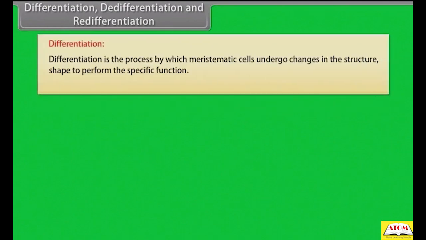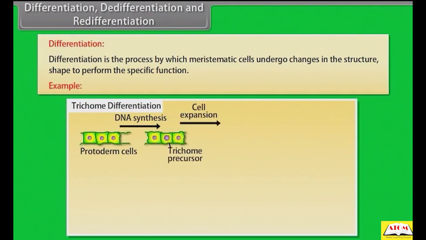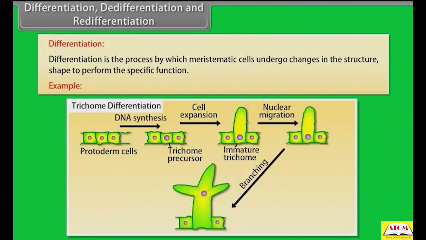Differentiation, dedifferentiation, and redifferentiation. Differentiation is the process by which meristematic cells undergo changes in structure and shape to perform specific functions. For example, after the DNA synthesis of the protoderm cells, cell expansion takes place and it forms an immature trichome. After that, nuclear migration takes place and then branching occurs, and then it reaches the maturation stage.